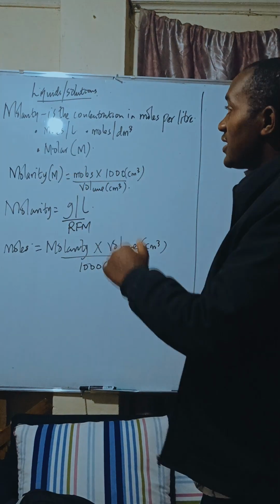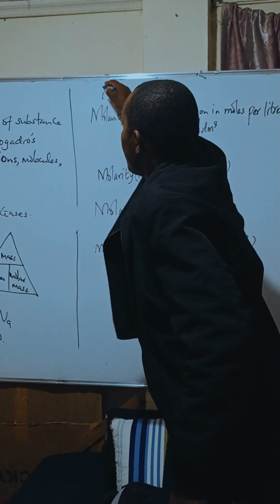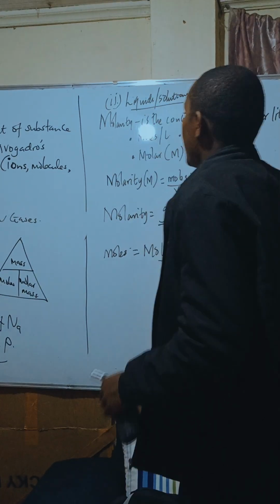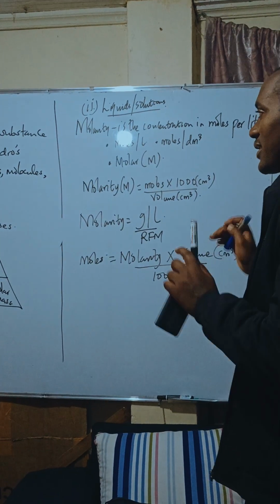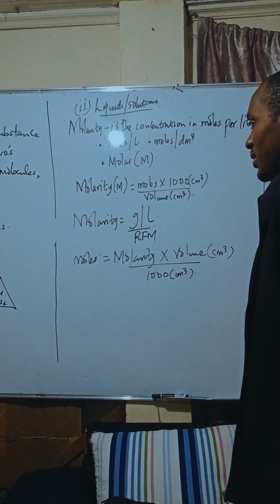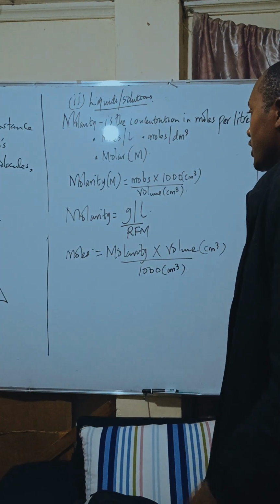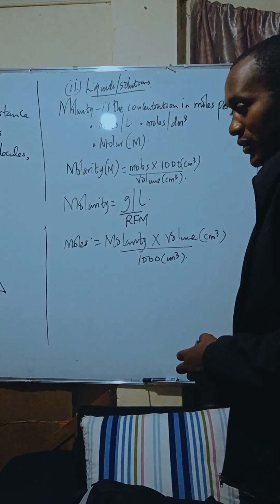We were on solids, now we are in solution. Roman 1 was in solids, now this is Roman 2. This is liquids or solutions. These are very helpful notes to help you calculate the number of moles in solutions.